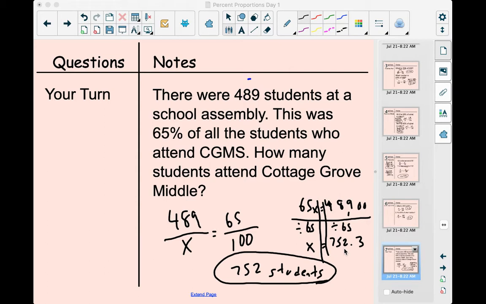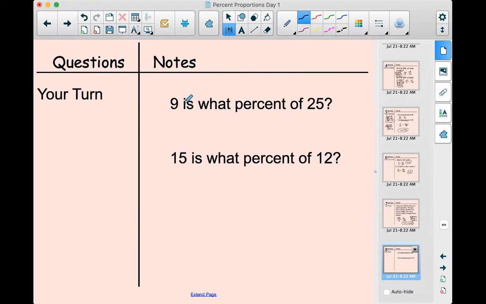Well, it's asking how many students attend Cottage Grove Middle. That's not something that could be a decimal. So the situation here tells me I need a whole number. So I round this to the nearest whole number, which is 752. Again, don't forget to go back to the question. Make sure you're answering the question when you get your number. Okay, let's try a couple more and see if you can set up and solve these ones.